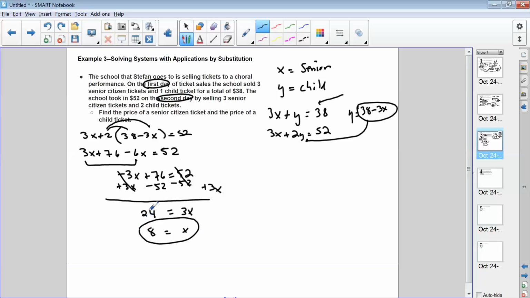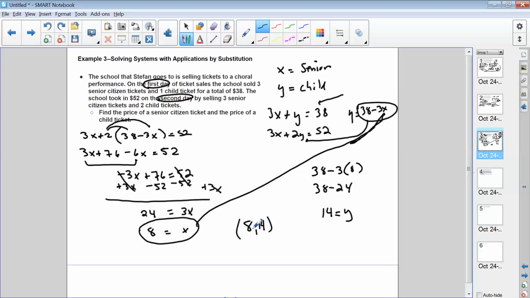What does that mean? Well, if 8 is the senior citizen ticket price, that means it's $8 per senior citizen. And then if I take 8 and I substitute it right here for x, I'm going to get 38 minus 3 times 8, which would be 38 minus 24, which would be 14 for a child ticket. So the ordered pair 8, 14 means something in this problem. $8 for senior citizens, $14 for children.